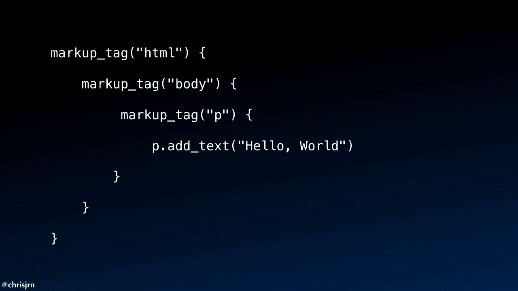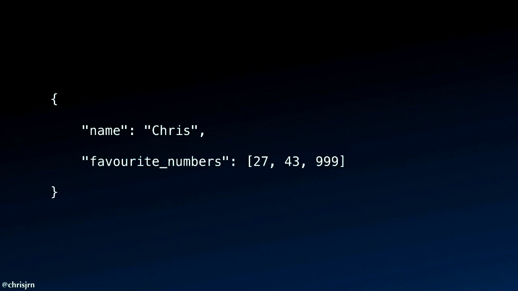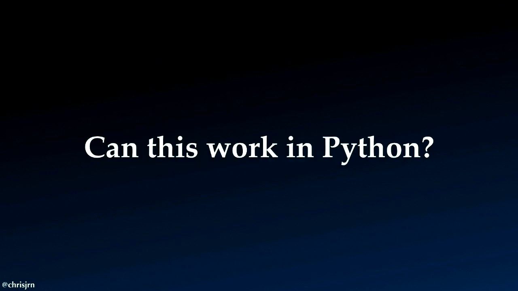This looks like a description of an HTML document. And as Python developers, I think this is the sort of thing that would feel right at home in Python, because we're already used to using list and dictionary literals to build up our data structures. We use our language to describe data structures. What these implicit builders give us is a way to describe any data structure in code. So it would be very nice if we could do this in Python. Can we do this in Python?